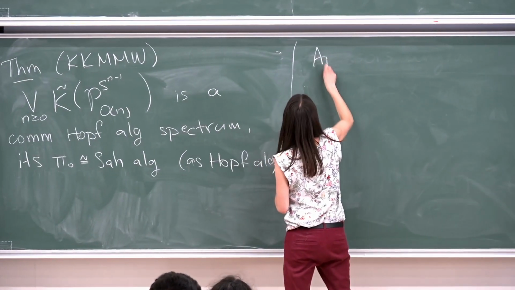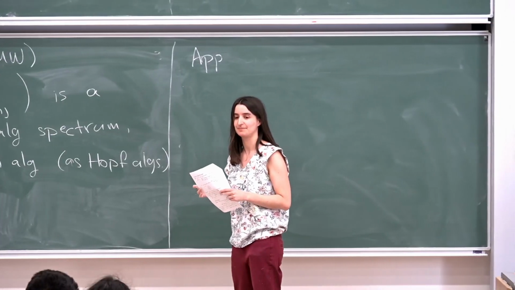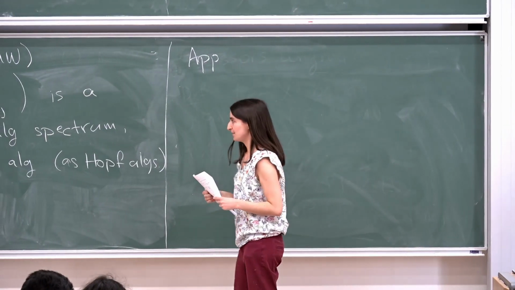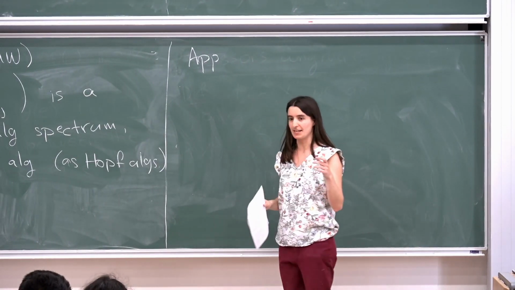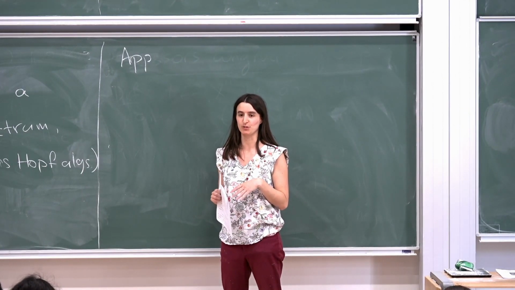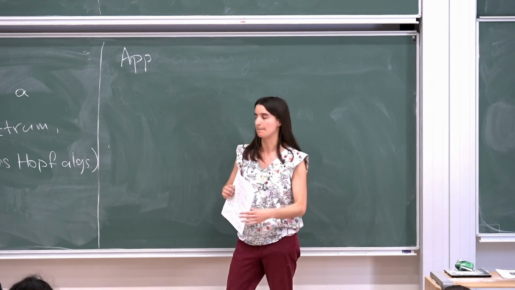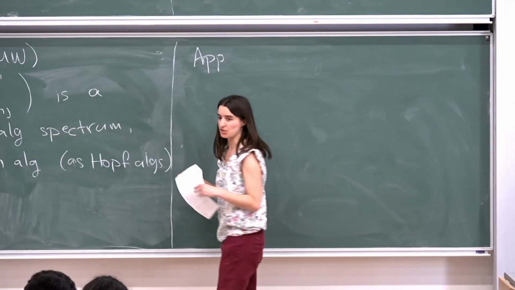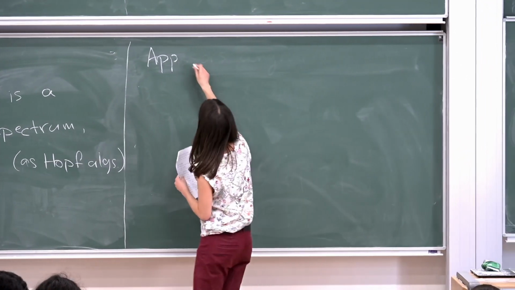When you say a commutative Hopf algebra, is that highly structured, like E infinity, or just? So the multiplication is E infinity, and the co-multiplication is E1. So it's not just in the homotopy category.